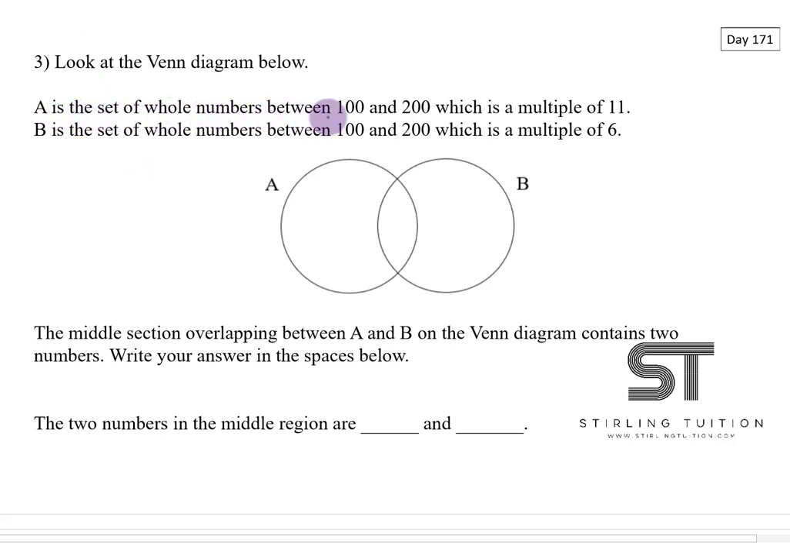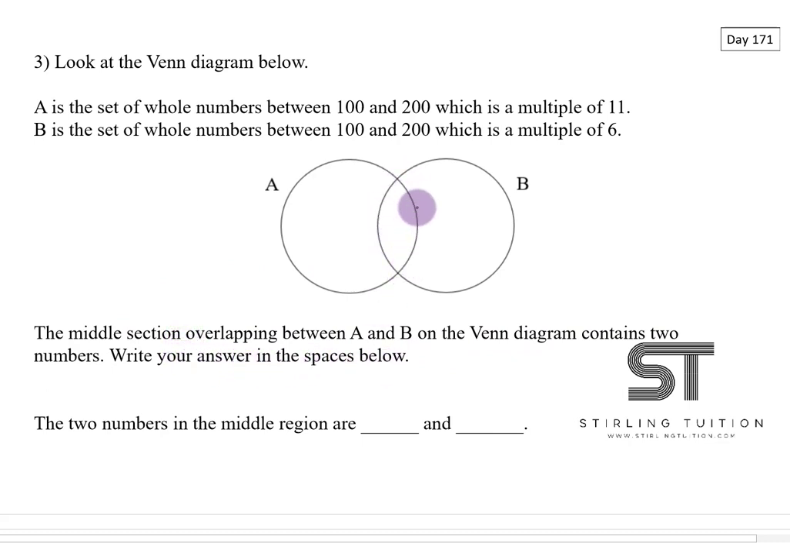A is a set of whole numbers between 100 and 200, which is a multiple of 11. B is a set of whole numbers between 100 and 200, which is a multiple of 6. So we've got our A, we've got our B. The middle section overlapping between A and B in the Venn diagram contains two numbers. Write your answers in the spaces below.